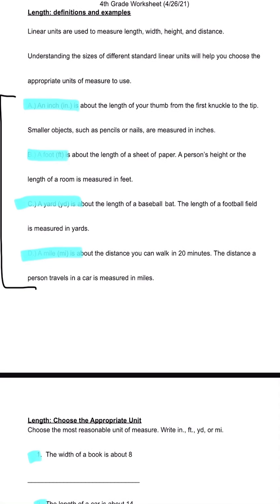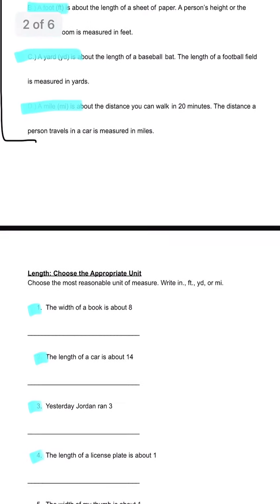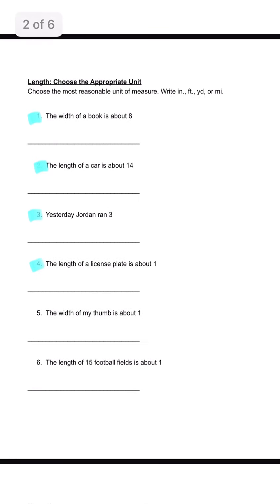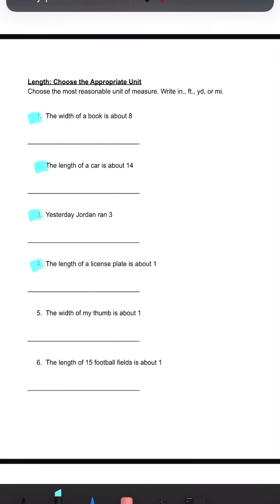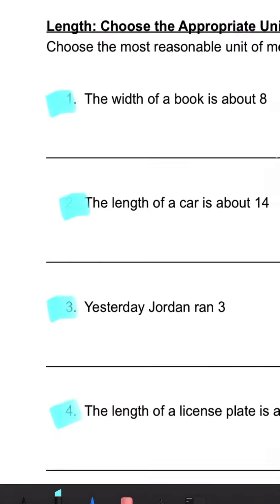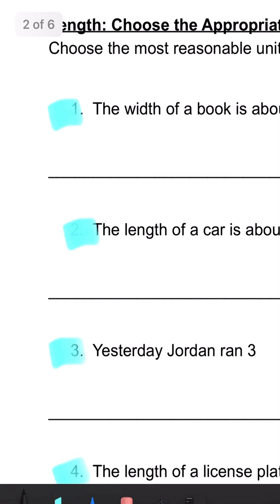Let's move to page number 2. We have length, choose the appropriate unit. So it says choose the most reasonable unit of measure, write inches, feet, yard, or miles. So for number 1, the width of a book is about 8 what? So if you remember, a foot is a ruler. So 8 rulers would be too big for a book, so we're going to write inches.